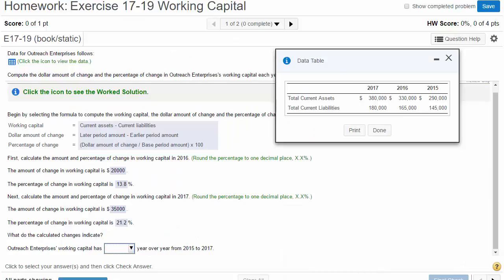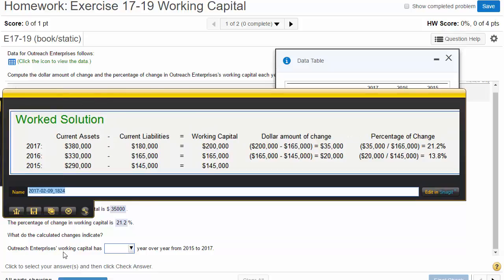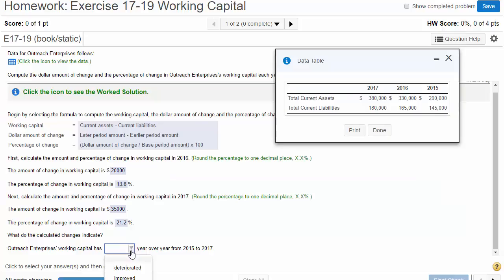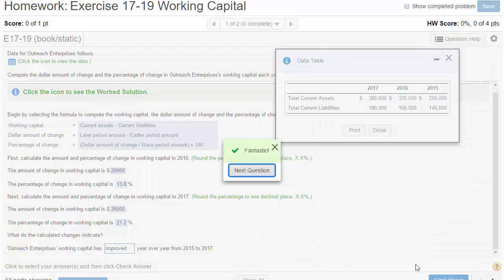So getting back to our list of working capital, the next question is, Outreach Enterprises' working capital, this column, has done what from 2015 to 2017? Well, it looks like it's gone up every year. So it has improved. Remember, working capital is something that's good, because working capital is current assets minus current liabilities. So really, working capital is how much you have in excess to play with, in theory. And when we get to the acid test ratio, we'll talk more about why that's just a theory. And that's it.